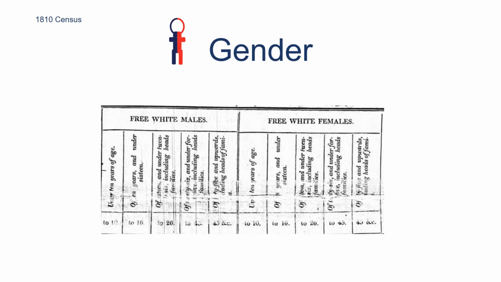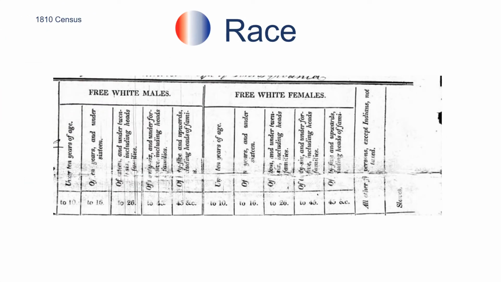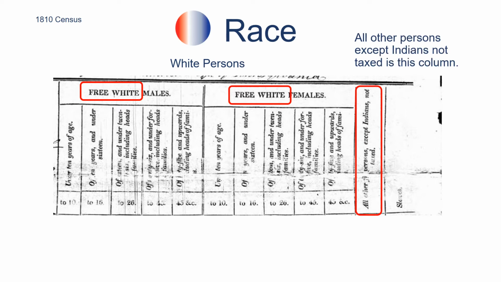Gender. We do not learn the name of each person, but we learn how many males and females are free white persons living on the property. Race. There are few distinctions for race. White persons. All other persons except Indians not taxed in this column. Slaves, who were usually blacks.